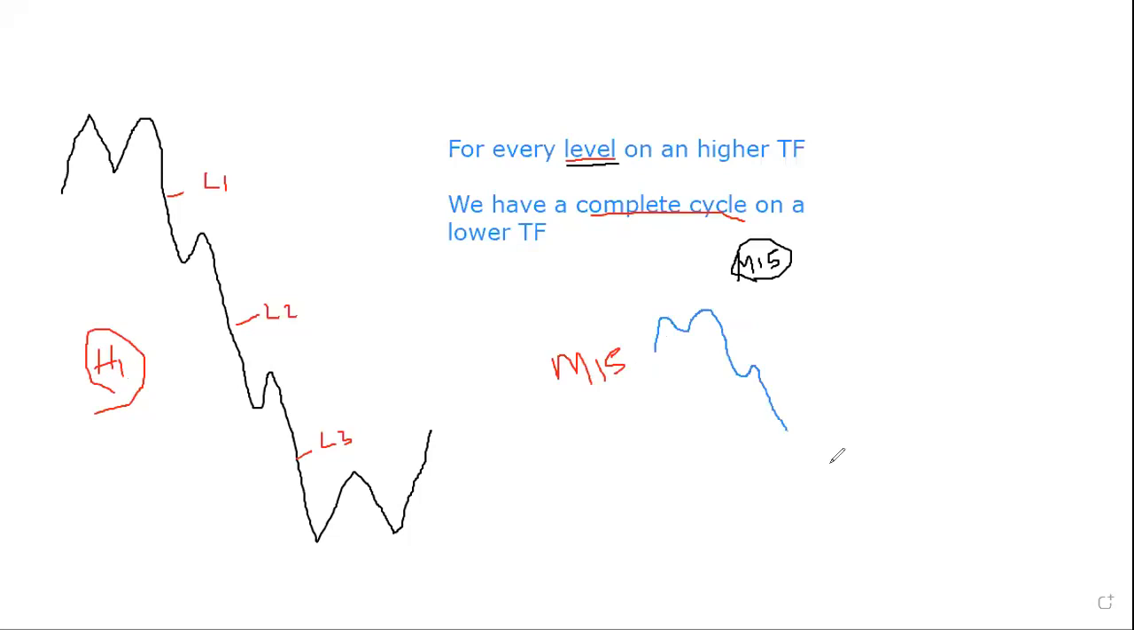It is the same thing. Are we together? Now, this means that this level for 1 hour is one complete cycle for 15 minutes. So in this case, we have three 15-minute levels. So which makes it what? How many levels on 1 hour? 9 levels. Do you get the logic?